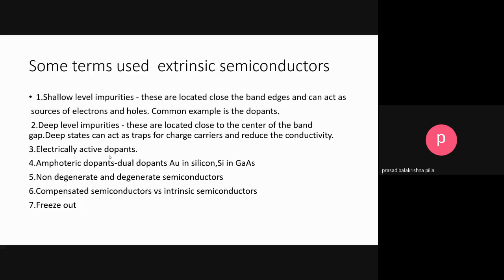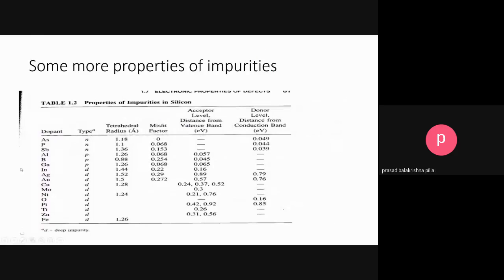So here, amphoteric means it can act both as a donor as well as an acceptor. One example is, if you go back to this, that time I didn't want to bring it to your notice, gold. You see, gold has two levels. One is towards the middle, slightly below, close to the valence band, and one is above. So it can act as both acceptor as well as donor in the case of silicon. Of course, they are not electrically active, but gold is one example of an amphoteric dopant.